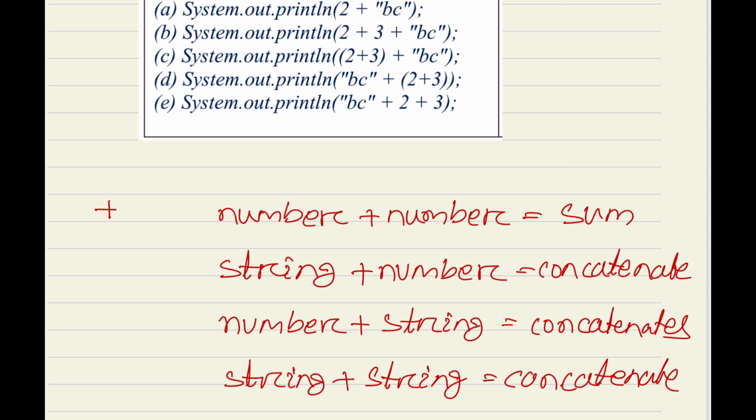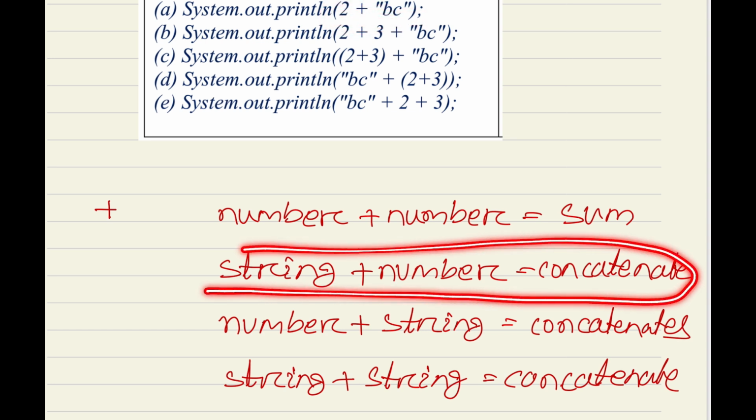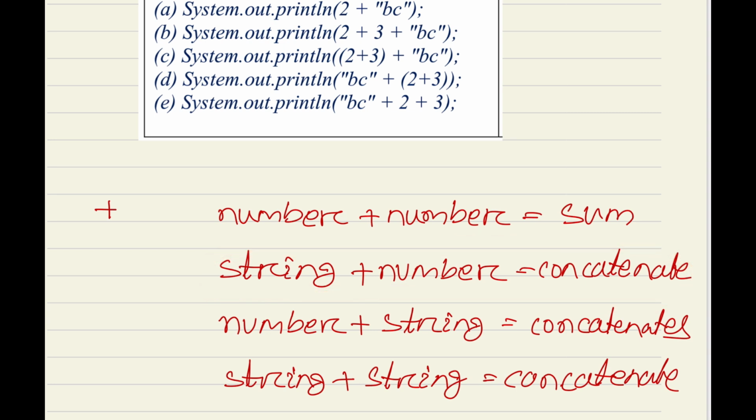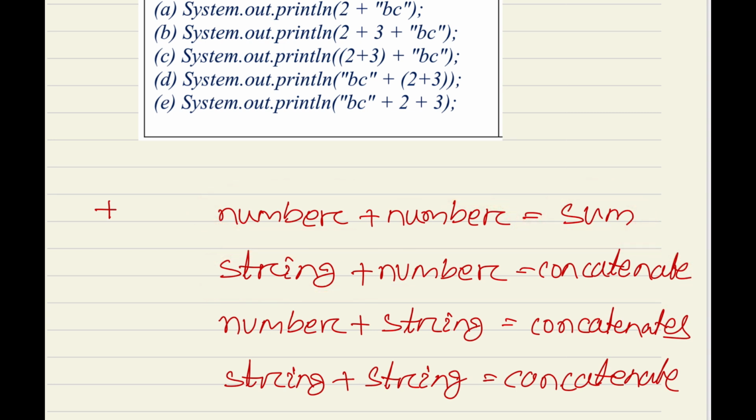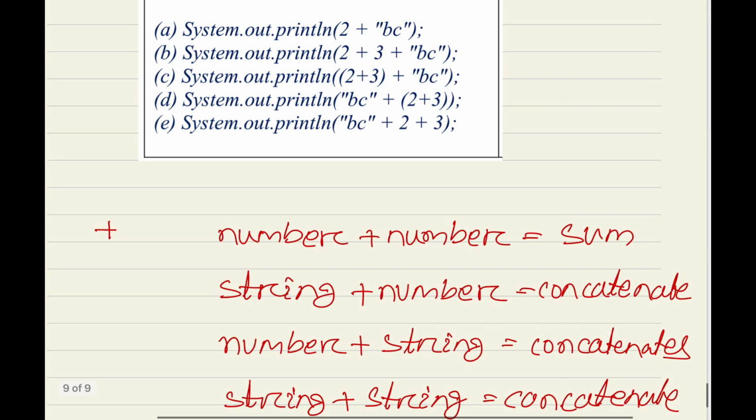So like this, string and number, it is going to concatenate. So only when both the operands are numbers, it is going to find the sum. Otherwise, if any one of the operands is a string, then it is going to concatenate, or join. So here you can see 2 is concatenated with BC, so the output is 2BC.